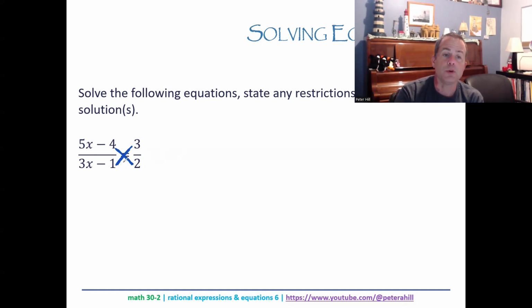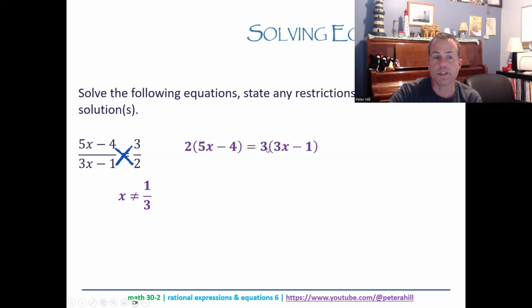Okay. Now, we do need to talk about non-permissible values because there's a variable on the bottom here. So I know that x can't be 1/3. Again, if that stresses you out, I want you to go back and review how to get restrictions from our previous video. Okay. And now I'm going to do the multiplication. So 2 times 5x minus 4 equals 3 times 3x minus 1.